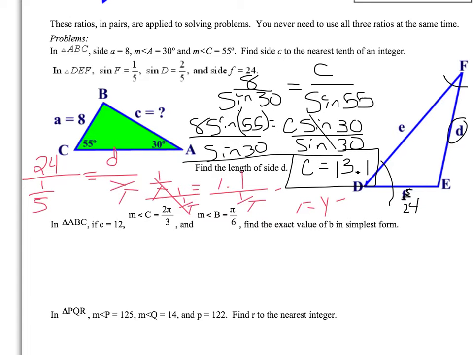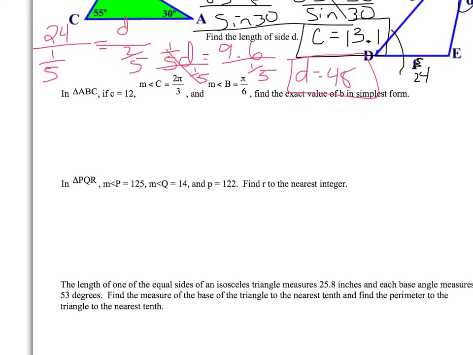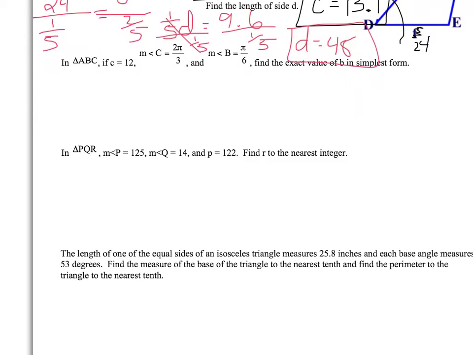On the back of your notes, it says in triangle ABC, it doesn't give us a picture, so let's draw ourselves a picture. A, B, C. Little c is 12, that means the side across from angle C. Measure of angle C is 2 pi over 3. Measure of angle B is pi over 6. We want to find the exact value of B, side B, in simplest form.